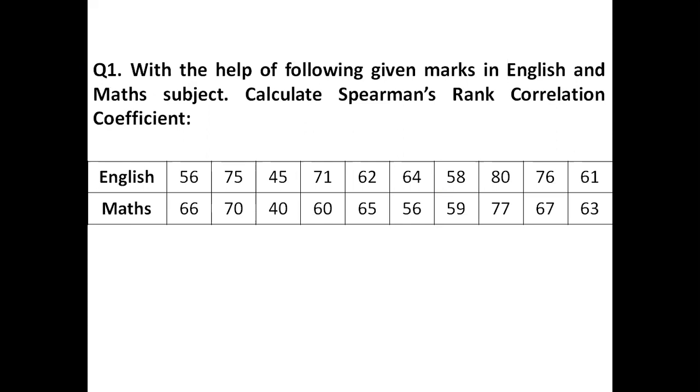The second scenario can be when we have tied data. Tie means when we have the same number in a particular variable. Then we apply another type of formula, and we are going to understand how we solve the questions related to the Spearman's rank correlation coefficient.